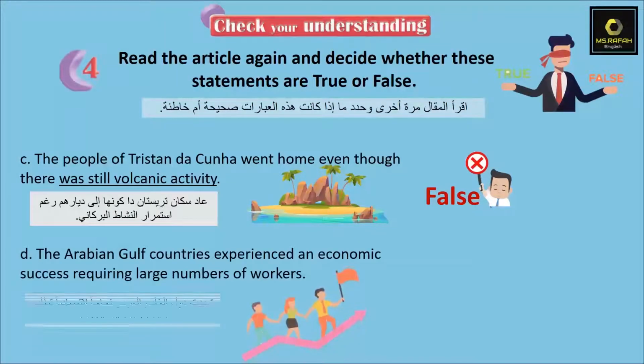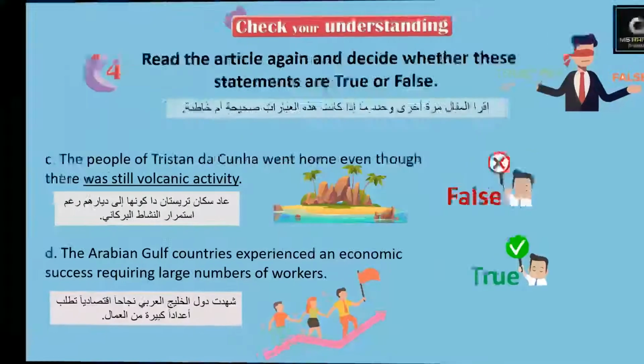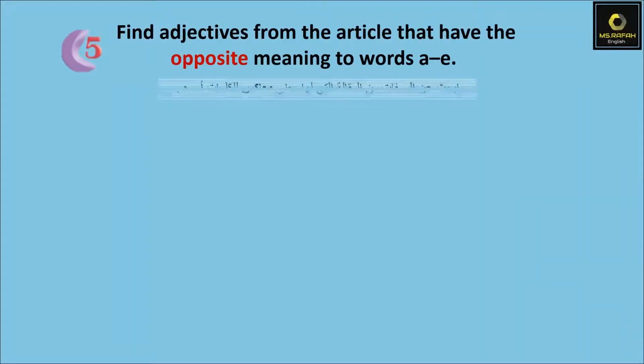The Arabian Gulf countries experienced an economic success requiring large numbers of workers. True. Now, find adjectives from the article that have the opposite meaning to it from A to E. هلأ في عنا صفات رح نلاقي العكس منها ننص. Let's see.